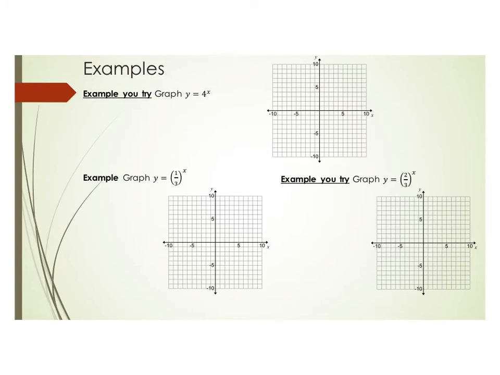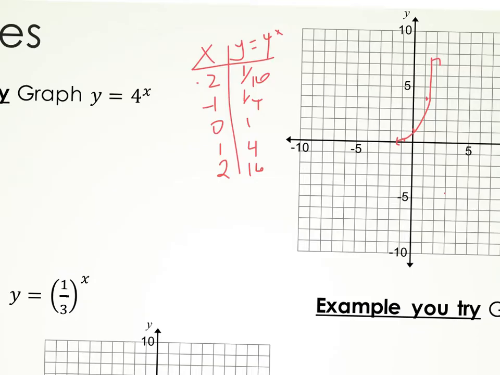Now take a minute and try this on your own. This is what your graph should look like. Note that we have a y-intercept of 0, 1. Our domain is -infinity to infinity with parentheses. Our range is parentheses 0 to infinity, another parenthesis. And our asymptote is the x-axis, y equals 0.